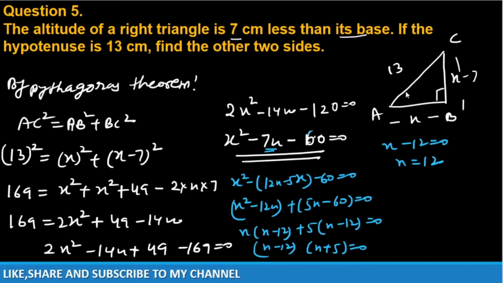Now what you can say, the hypotenuse is given, find the other two sides. Okay, fine. BC becomes 12 minus 7 is equal to 5, and AB becomes x, that is 12, and AC becomes 13. So these conditions satisfy the Pythagoras theorem. Okay, fine. These are the Pythagorean triplet. Let's see the next question.